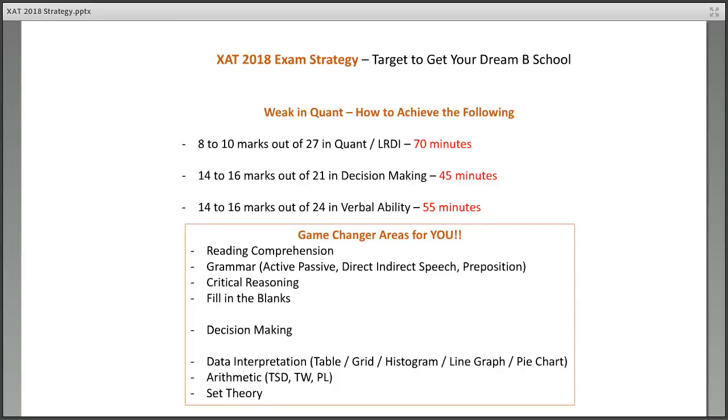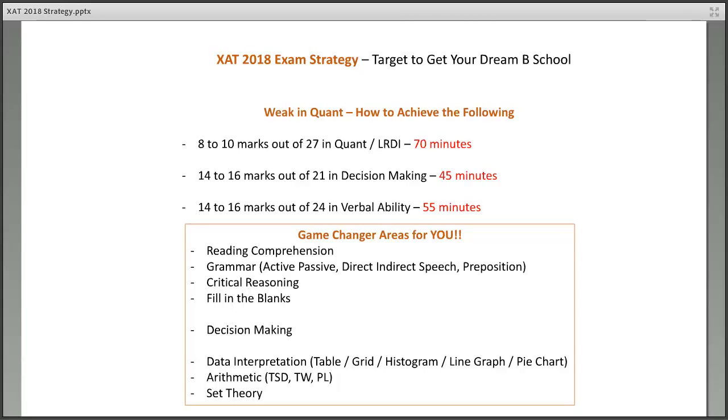If you are weaker in quant, your aim in quant is only to clear the cutoff, that is 8 to 10 marks. And hence, you should be spending around 70 minutes to get these 10 marks. Now for these 10 marks, if I assume that you are going to attempt around 15 questions with almost 90 to 100% accuracy, you have more than 4 minutes per question. So maintaining accuracy should not be a problem.